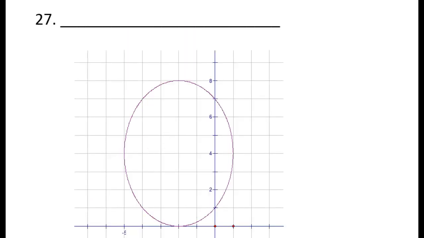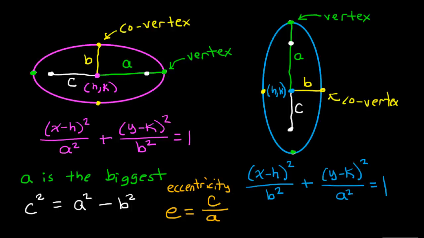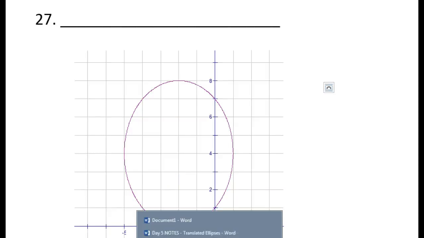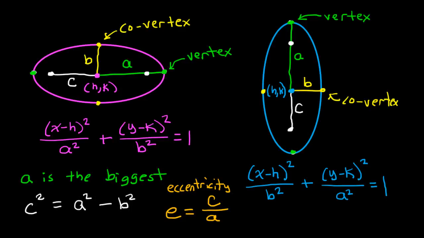27 is another ellipse. All right, remember how those equations go? This ellipse is vertical. So that means we're going to be looking at this version of the equation, the one that goes like this. So let's go ahead and get set up for it.